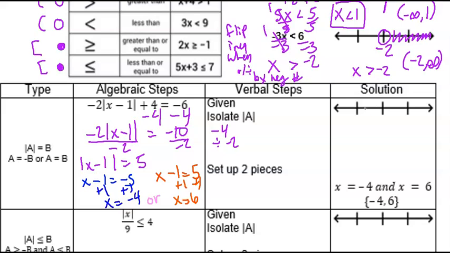On the number line, we'll plot those 2 points, negative 4 and 6. And then there's nothing to shade in besides the 2 points because this is an equation, so we're only finding those 2 critical numbers, those 2 solutions.